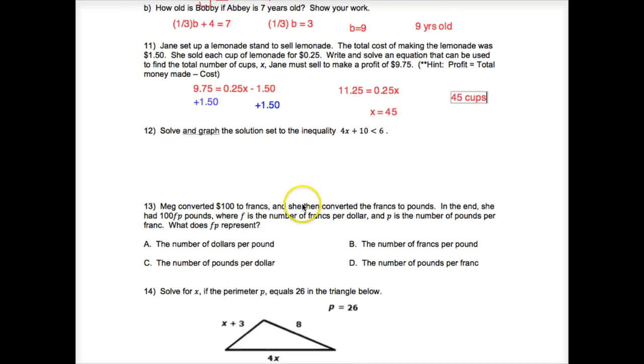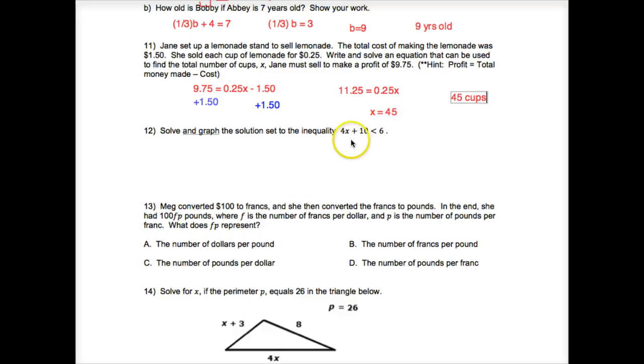12, solve and graph the solution set to the inequality. So this is just a single inequality. Remember, we treat them just like equations except for two things. Number one, if you multiply or divide by a negative, you have to flip the symbol. Number two, if you switch the variable from the right side to the left side, you have to flip the symbol.